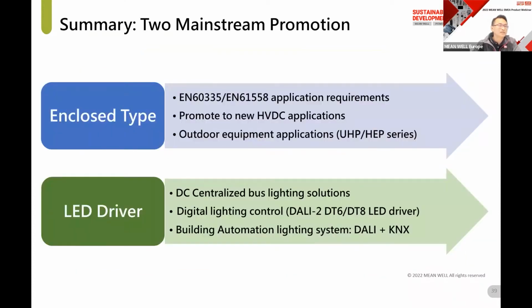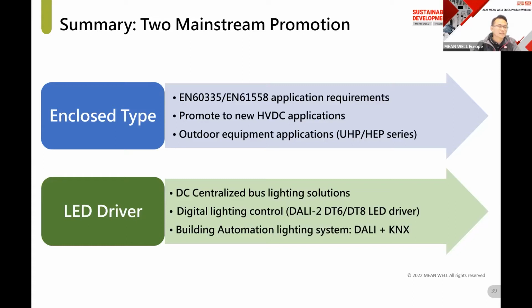Let's have a summary of this presentation. Two mainstream product lines, including enclosed type and LED driver. For the enclosed type, we always certify them with 62368. If you have demands for 60335 or 61558, but you found a design model that doesn't have this certification, please check with our sales for the possibility.